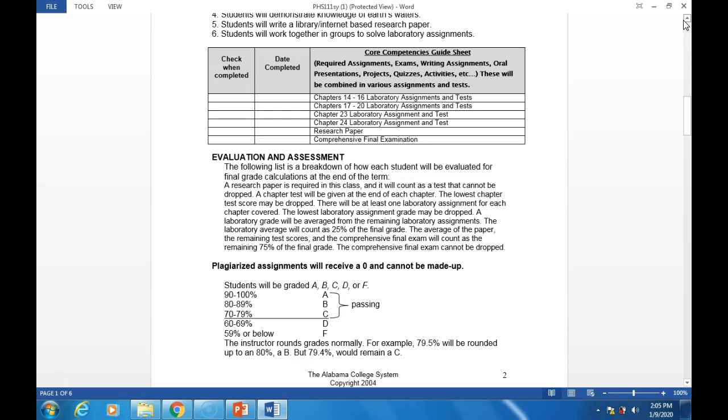Okay, now I apologize for this. I did change something here. Whoever it is that came up with this template and said we weren't supposed to change anything, I just couldn't help but change it. Here's how this originally was written. The instructor always rounds up, never down. That was how she first wrote it. And then they gave this example. For example, 79.5% will be rounded up to an 80%, a B, but 79.4% would remain a C.